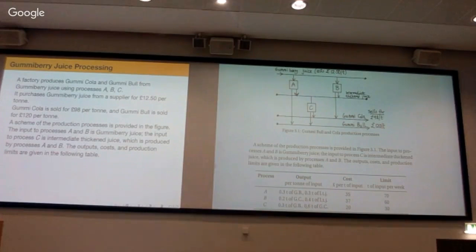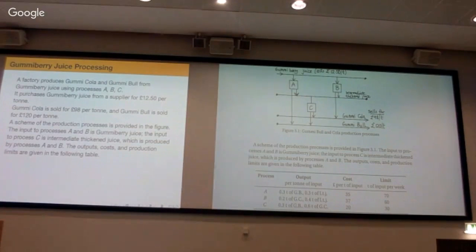Machine A produces some gummy balls, that red ball where it's coming out. And it also produces some intermediate thickened juice. Intermediate thickened juice is something you can't sell, but you can use it in machine C, to make cheese, gummy cola, and gummy ball. And the last machine B takes Gummiberry juice and produces some of the thickened juice. That's a sketch of the situation.